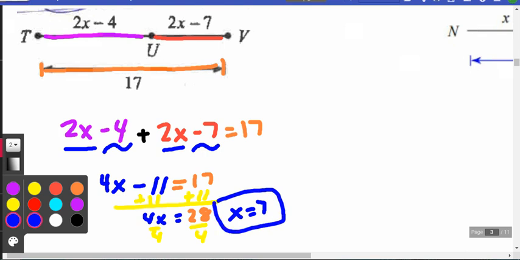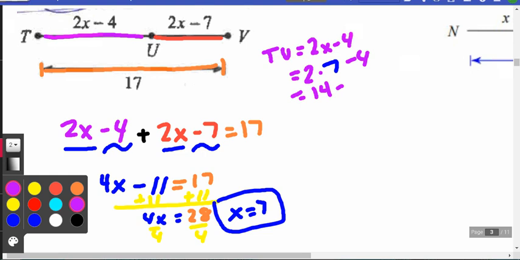Now we need to take that value of 7 and substitute it in for each x in each expression. So let's calculate segment TU, which is 2x minus 4. It equals 2 times our known value of 7 minus 4, which equals 2 times 7, which is 14, take away 4. That means TU is 10 units.